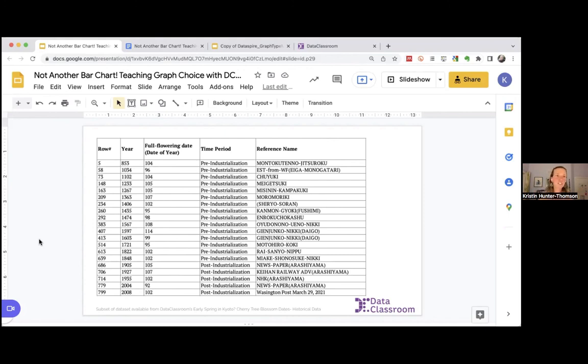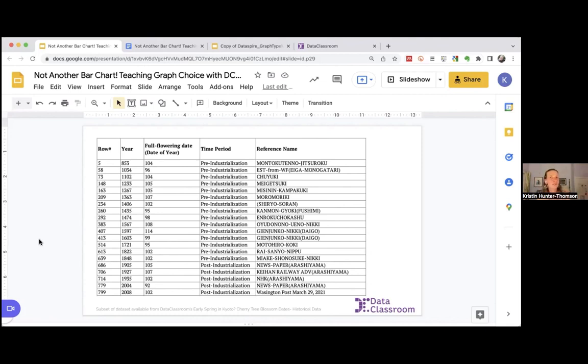Okay, so Cheryl says, I'm thinking about a line because we're focused on change over time. So year on the x-axis, day in the year on the y-axis. Ooh, and I like it with a color to indicate a switch from pre to post industrialization. Wow, awesome. We've got so many things going on in there. Thanks for sharing, Cheryl. Let's hear from one other person.